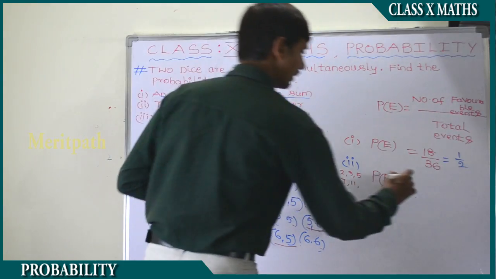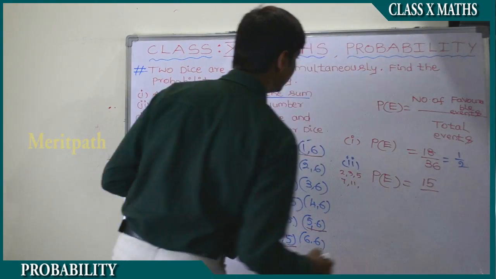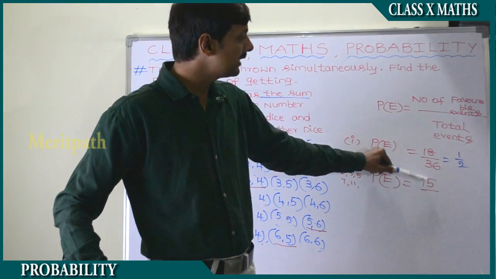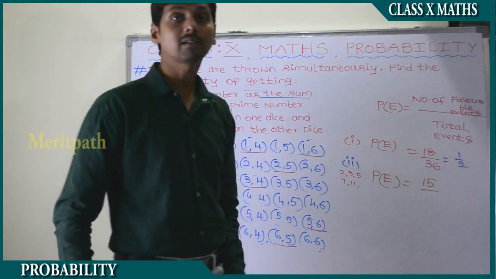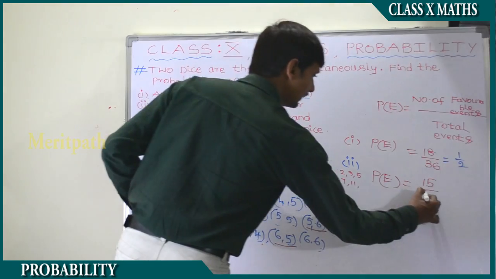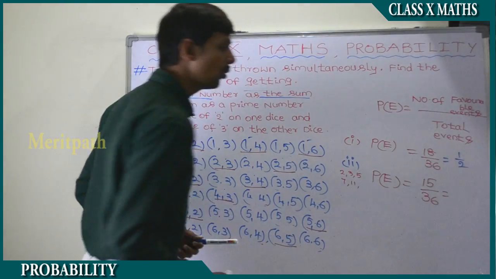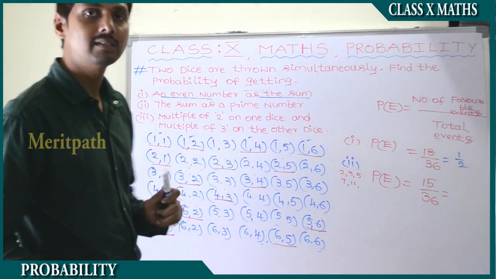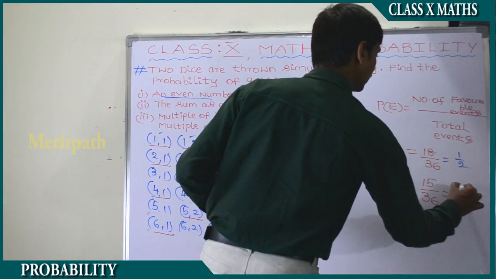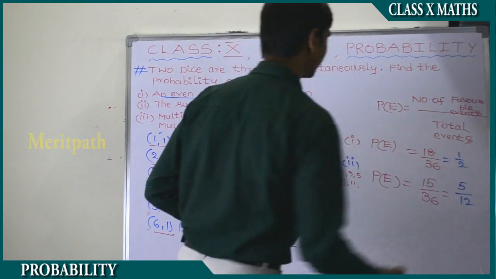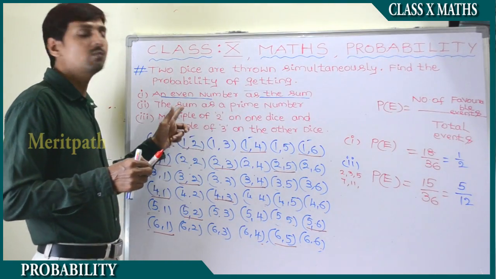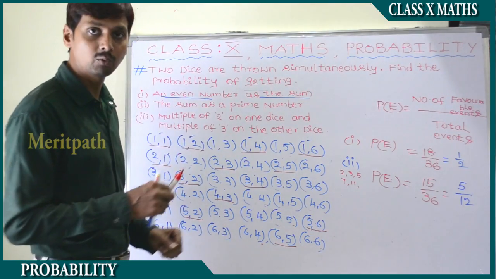So the number of favorable events is 15, divided by the total number of events, which is 36. We know that. Now we can do some cancellation here. There is the 3 table, so we can cancel. This gives 5 in the numerator and 12 in the denominator. So the probability of getting a prime number as a sum on both dice is 5 by 12.